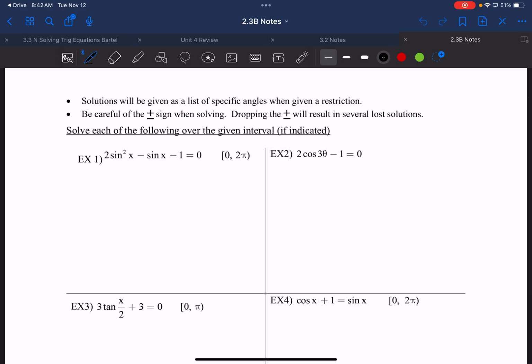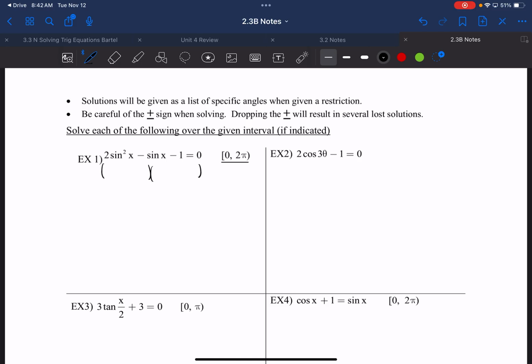Okay. All right, so example number 1 is given over a specific domain, right? It says it only goes from 0 to 2 pi, and the 0 is included, 2 pi is not included. So if we were going to solve this, this looks like something that should factor, right?